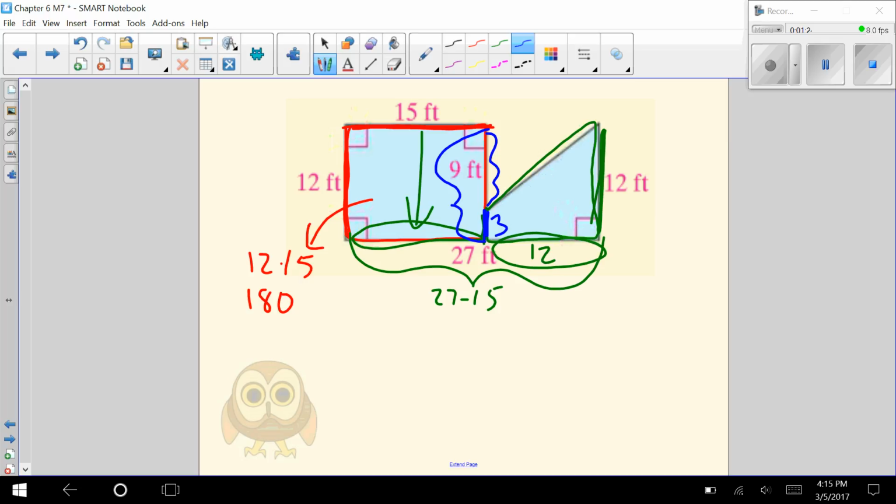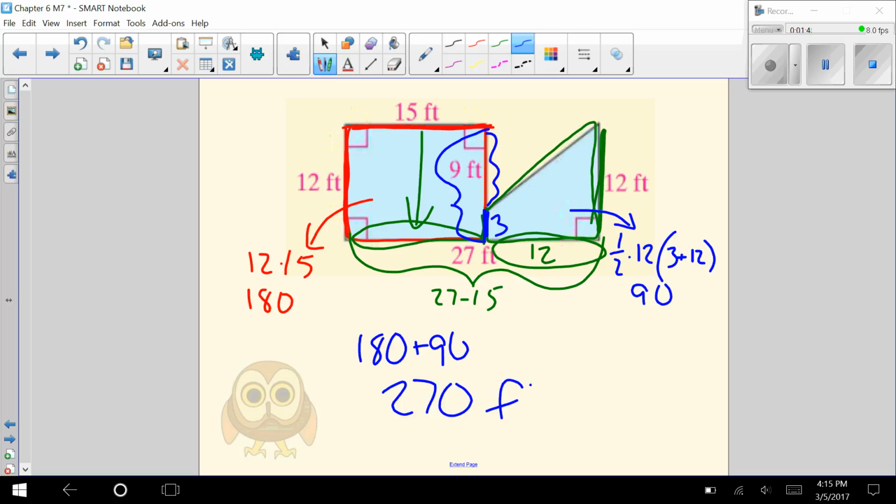So now I find the area of this trapezoid by doing 1/2 times my height, which was 12, times my sum of my bases, which is 3 plus 12. So that gives me an area of 90 for that trapezoid. So now I have a 180 and I have a 90. I add those 2 pieces together to get a grand total area of 270 square feet.